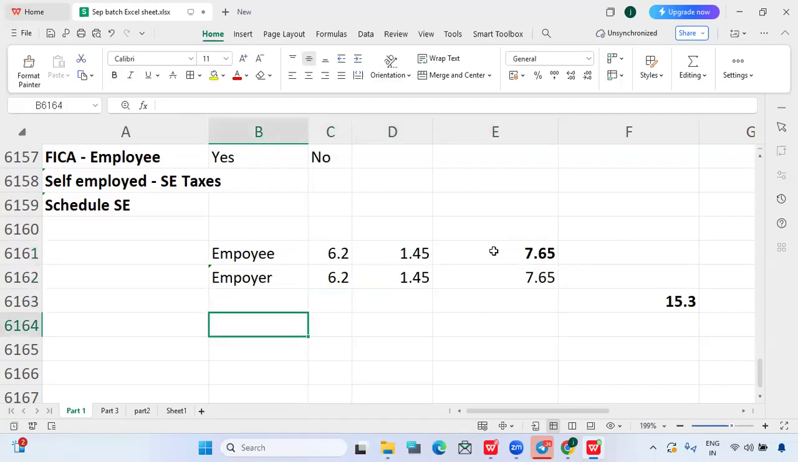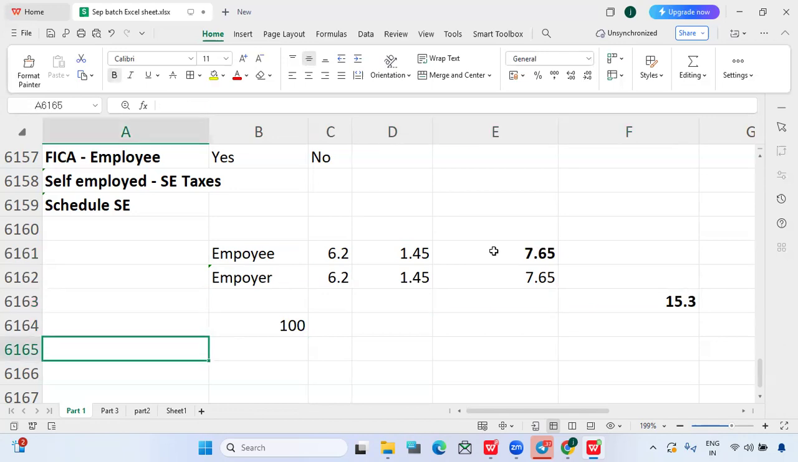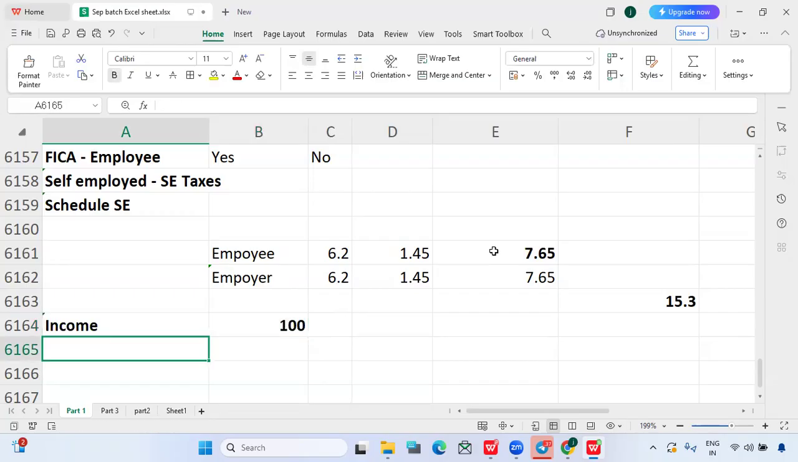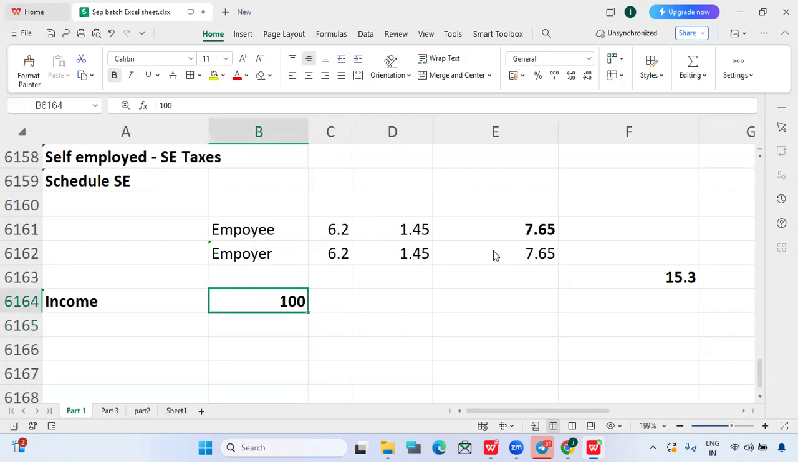Let's say we have income of $100 and we need to pay SE taxes, which is 15.3 percent. Do we need to pay 15.3 directly on $100? No, reduce 7.65 percentage and then apply. Why reduce? We will see. For now, just remember this point.